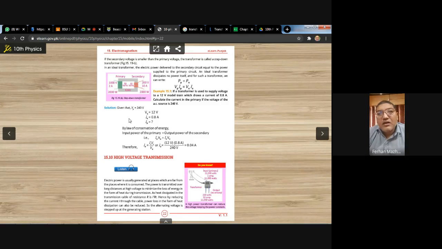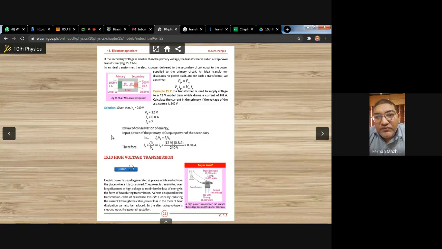0.8 ampere. And the current in the primary is the question. So we will use the second equation which we just learned, that IPVP equals ISVS. This famous equation: the input power of the primary is equal to the output power of the secondary. I want to find the current in the primary. IP is the question, so I will make it alone, and I will take that VP with it, which is multiplying here. When I take it to the other side, it will divide there.